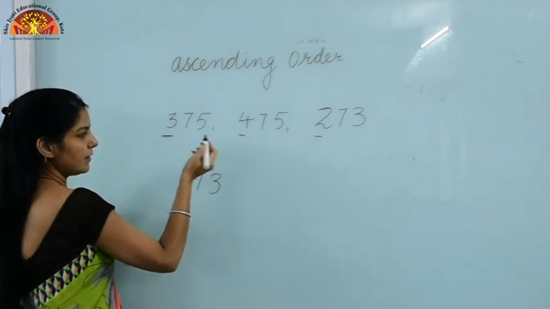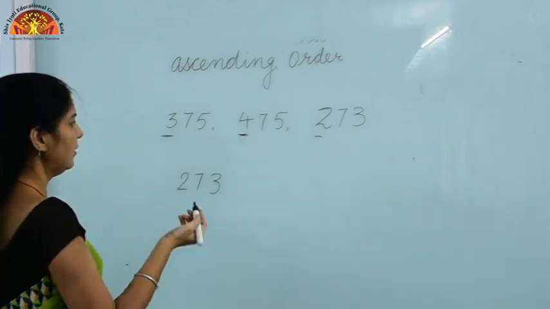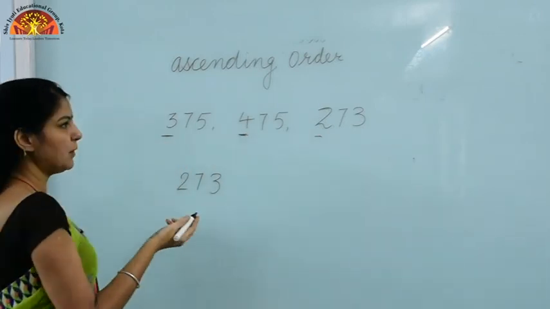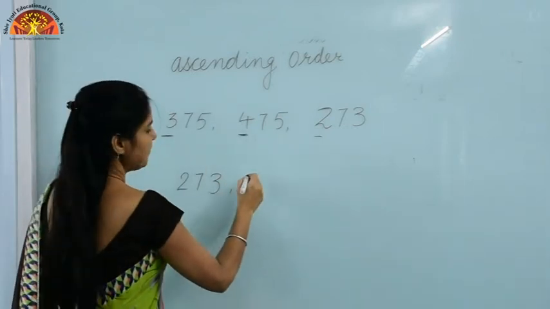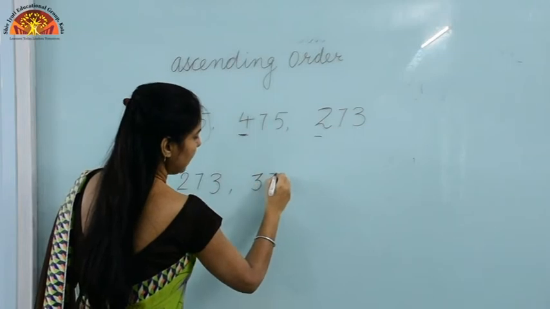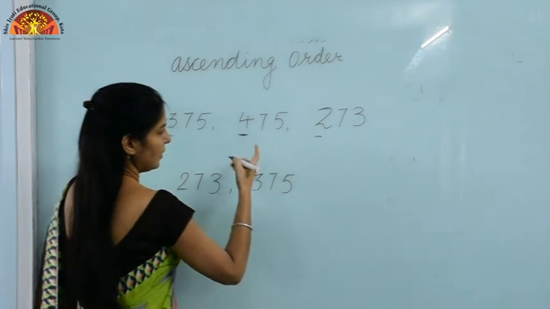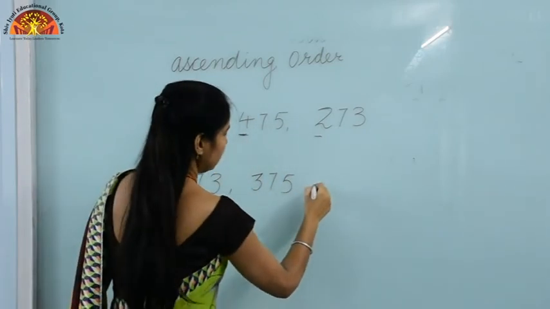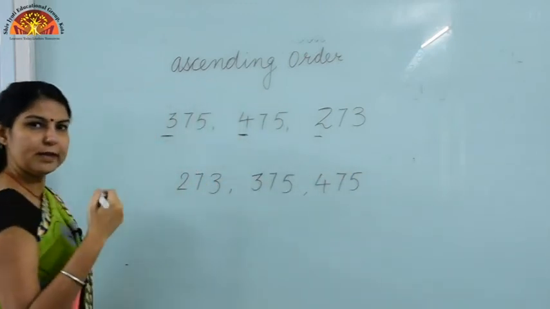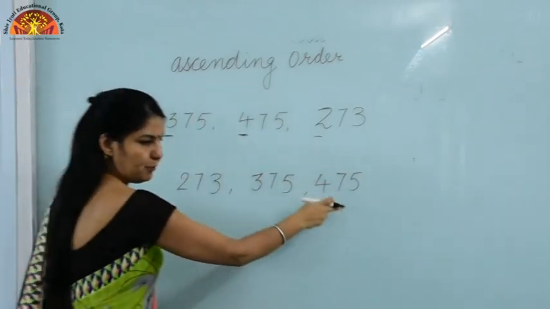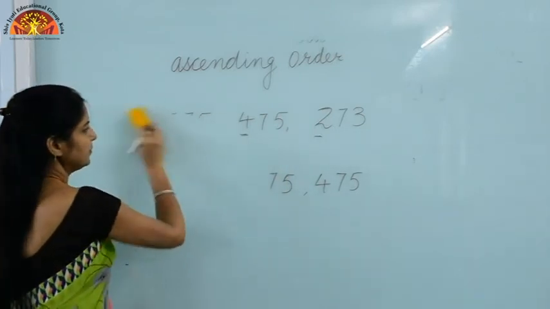Here 3 is at hundreds place and here 4 is at hundreds place. So which one is smaller? Of course 3. I told you in the previous question also how you will compare the numbers. So we will write the number which is having 3 at hundreds place. Now the remaining number we will write at last. You know what ascending means, smaller to bigger. I hope you have understood. Let's see one more example.